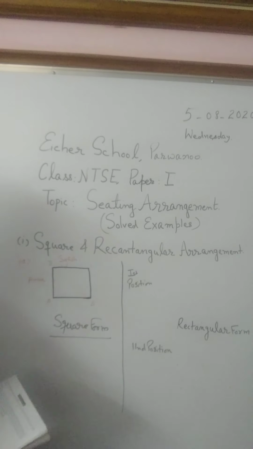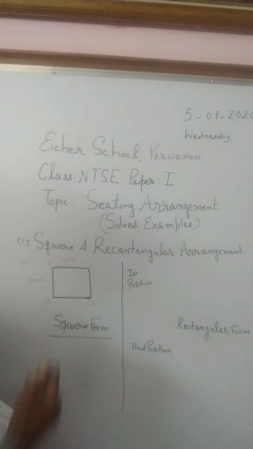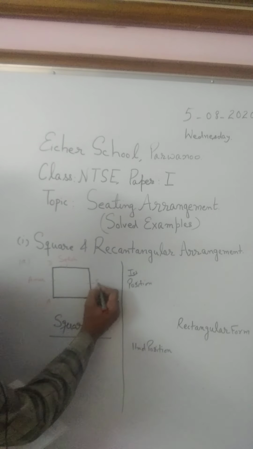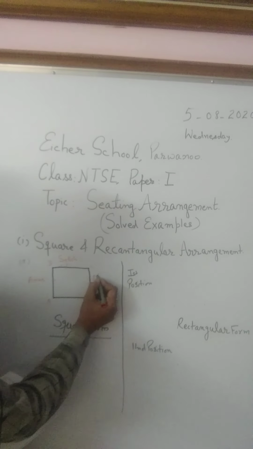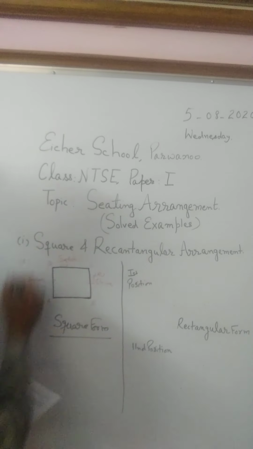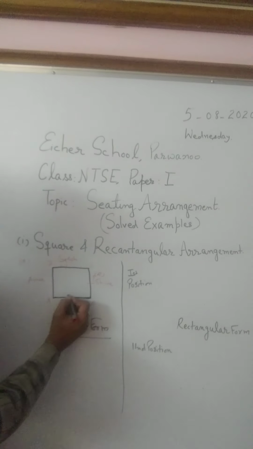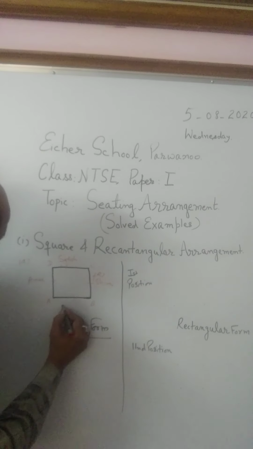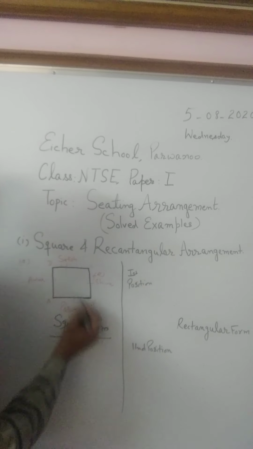Then the second line is: Satish is to the right of Shiva. So wherever Satish is sitting, he is always on the right hand side of Shiva. Shiva will be here, and on the right hand side of Shiva, Satish is sitting. On the right hand side of Satish, Amar is sitting. Now we are left with Praveen. We have no other option, so Praveen will be opposite of Satish.